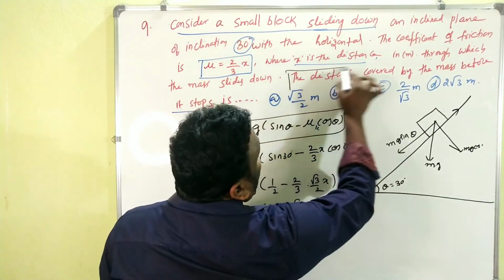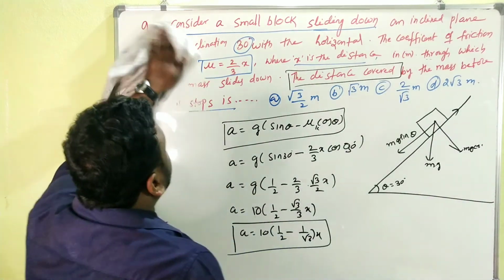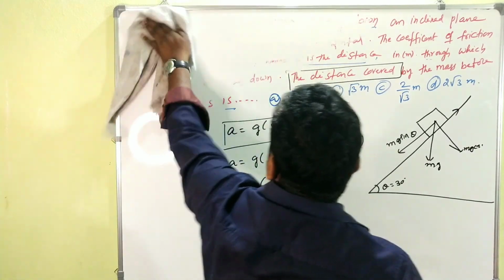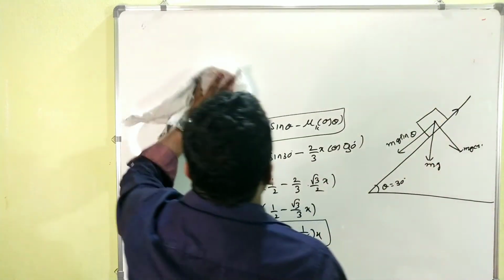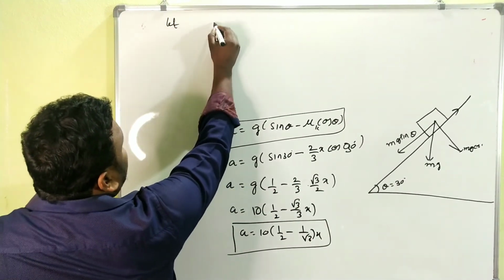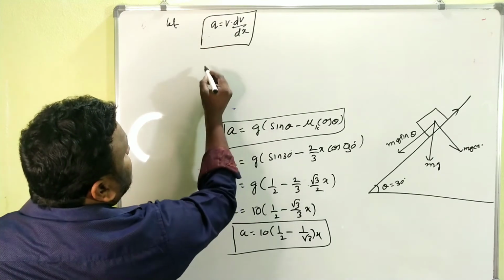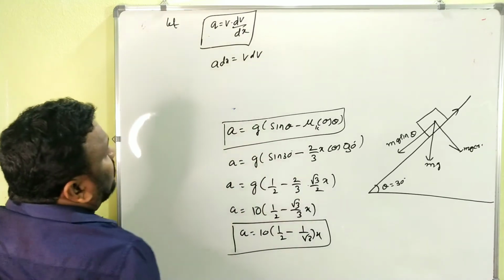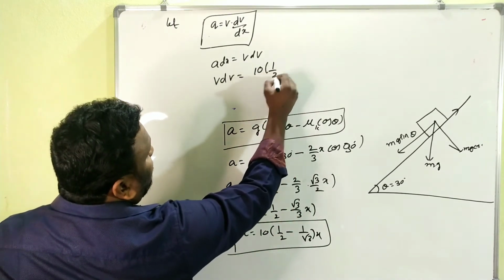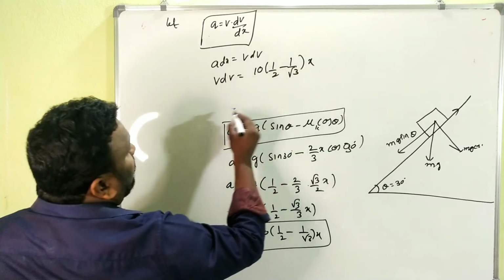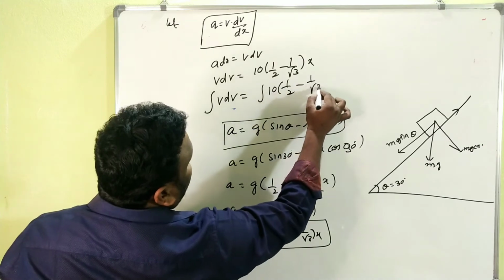Actually what we have to find out is the distance covered. For that we can go for the next formula, which is related to integration. We know that a equals v into dv by dx. This is the formula we are going to use. That means a dx equals v dv. So v dv equals 10 into (1 by 2 minus 1 by root 3 into x) dx. Now we have to find x, so for that we integrate on both sides.